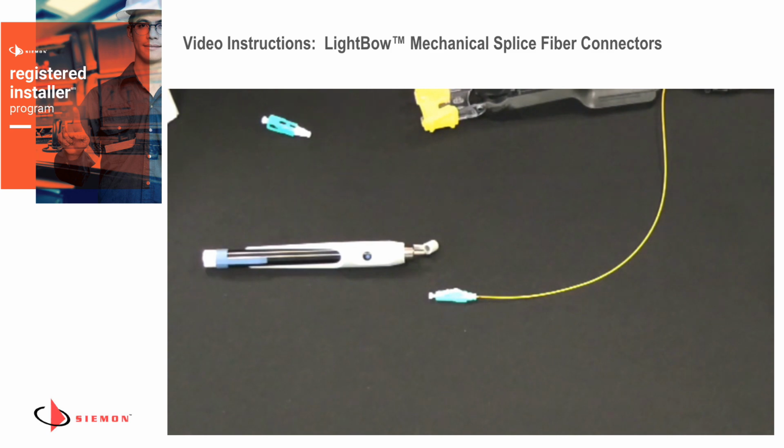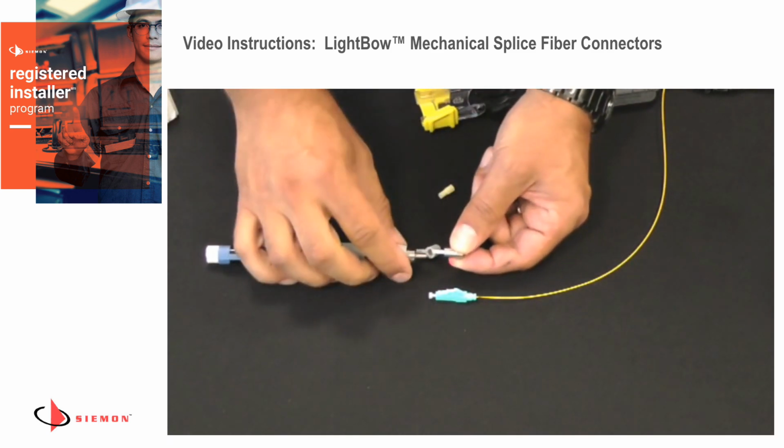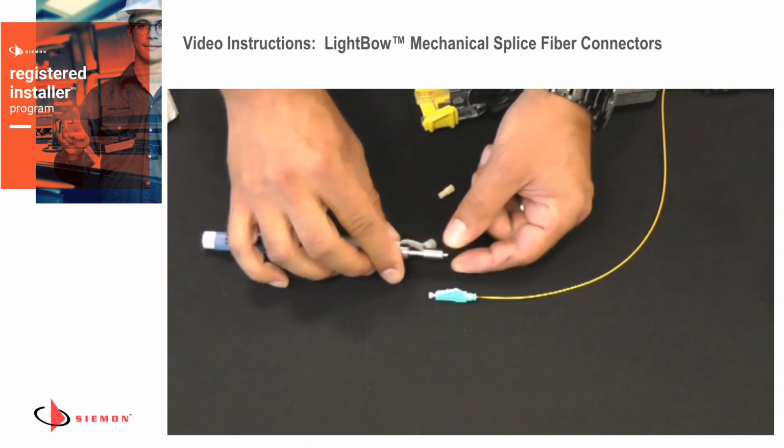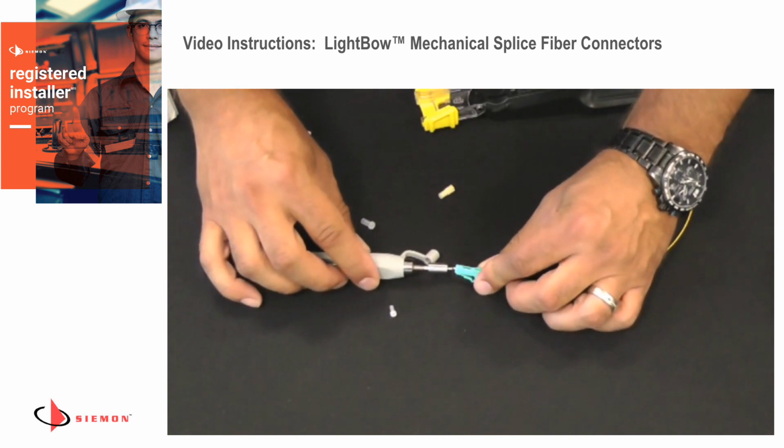When performing an LC termination, it will be necessary to use the LC adapter in the VFL. Place the adapter in the end of the VFL and then place the LC connector into the end of the adapter as shown here.